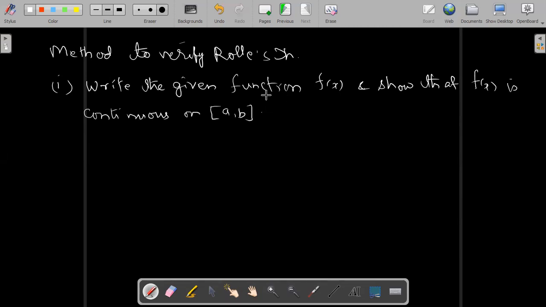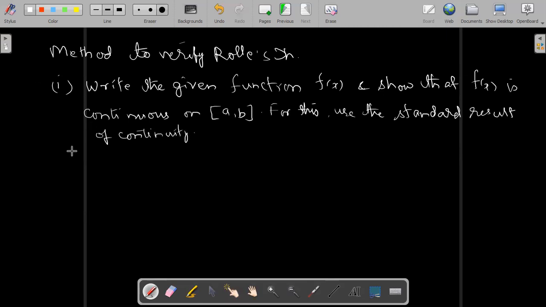For this, we are not going to do left hand limit and right hand limit. Generally, we directly use the standard results of continuity. So first of all, we will show that yes, it is a continuous function.